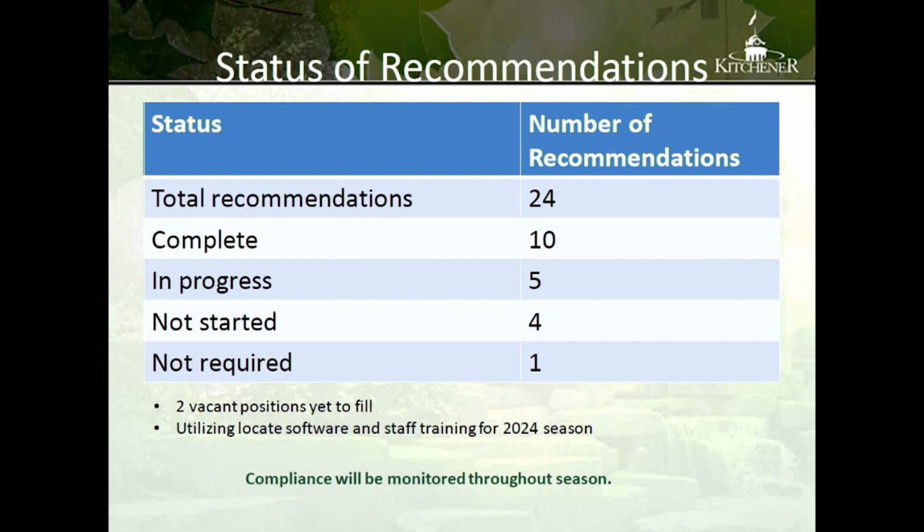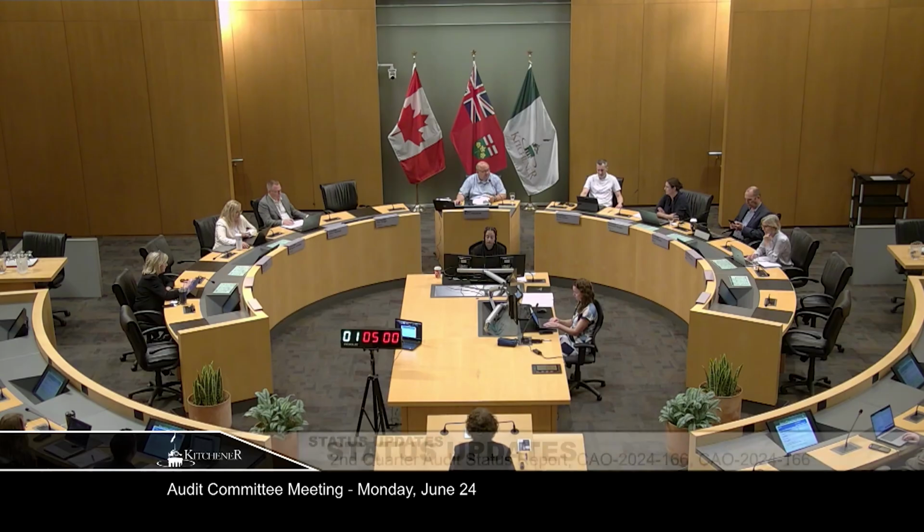As of mid-June, I'm happy to report that the compliance rates were sitting at 100% for both gas and water and sewer locates. Are there any questions about this review? Any questions on this one?